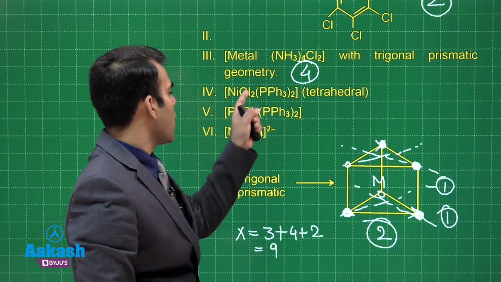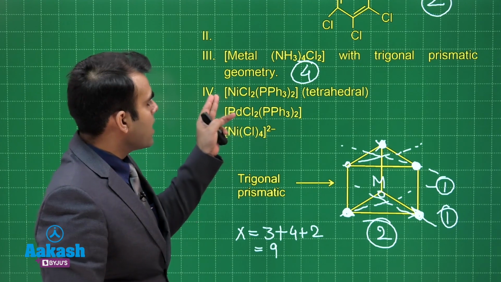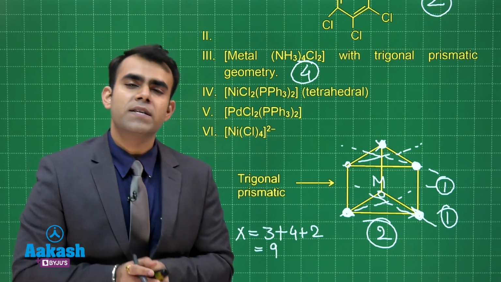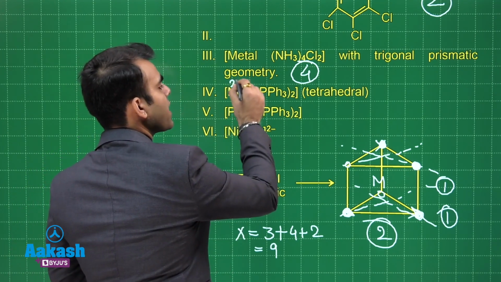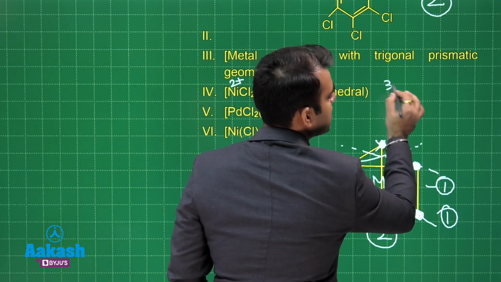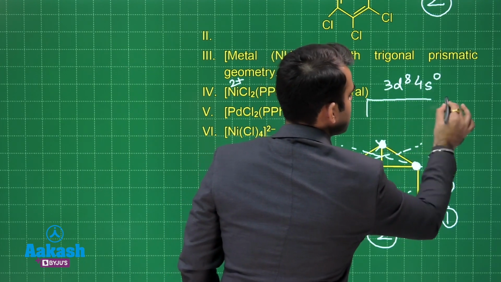Now I have to look for the number of unpaired electrons. Now in this case, NiCl2(PPh3)2, tetrahedral. Now we have been given the geometry. If the geometry is tetrahedral, the oxidation state of nickel is +2. Now if nickel is +2, it means we have 3d8 4s0. So this is something like this.